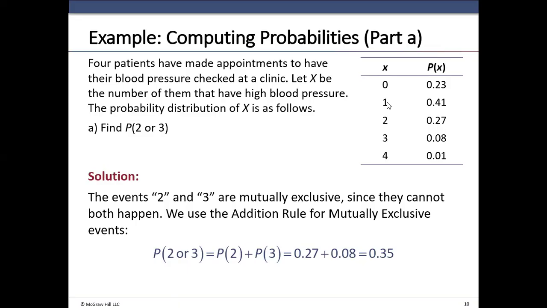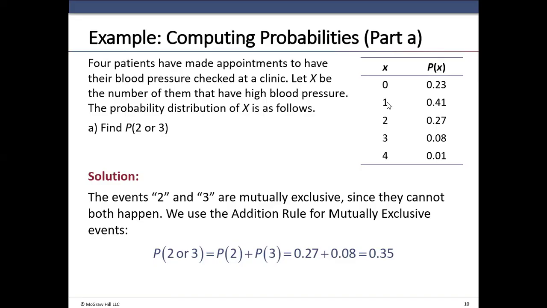Now, if you add the probabilities, you want to make sure it is 1. So 0.23 plus 0.41 is 0.64, plus 0.27 is 0.91, plus 0.08 is 0.99, plus 0.01 is 1.